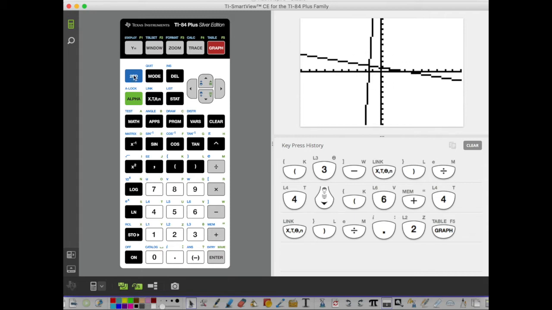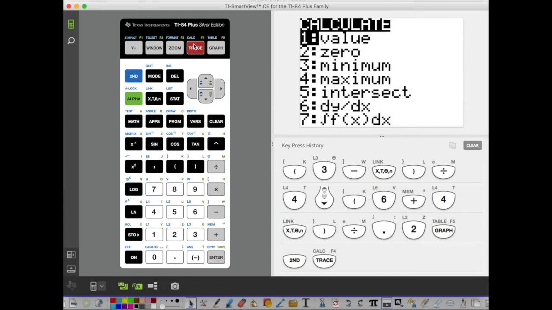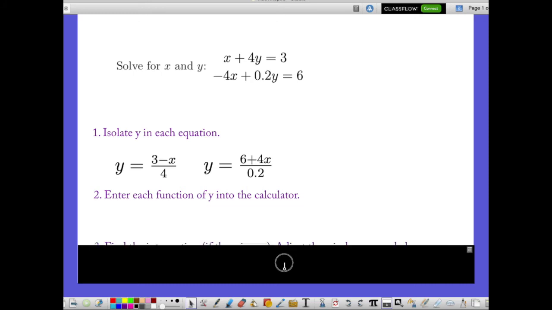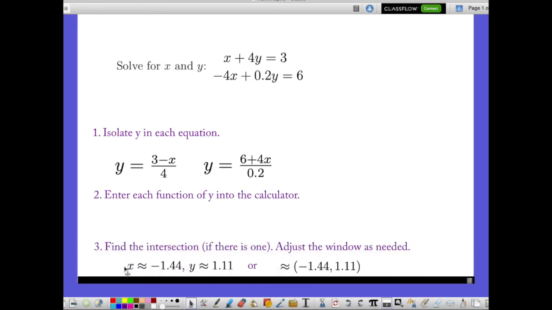And then we do the intersection. So second, calc, intersect. Press enter, and press enter. And here's our intersection. So x is around -1.44 and y is around 1.11. Okay, so your solution could be written as this: x is around -1.44, y is around 1.11, or as an ordered pair around (-1.44, 1.11).